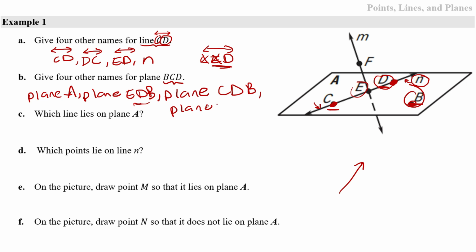I can switch these around. I can put B, D, E. There's 4 different ones. Okay. Now we're going to get this. We're going to get into this a little bit later. But the one you cannot call it.